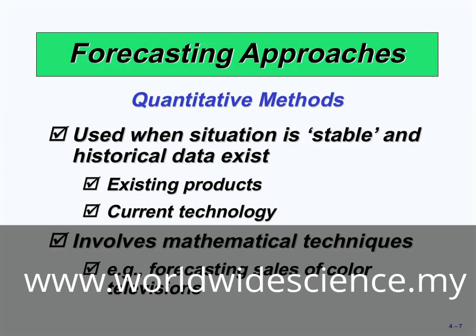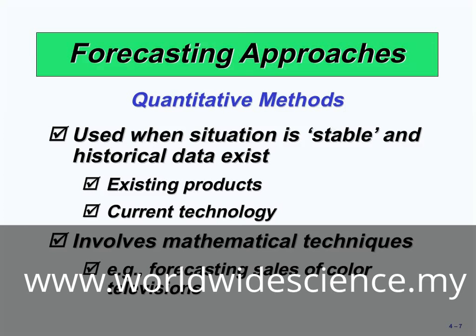The situation is stable and the economy is stable. The inflation rate is stable. There is no fluctuation in the inflation rate or the economic situation. If everything is stable, and you want to forecast the demand for an existing product that you are currently producing, you can use the quantitative method.